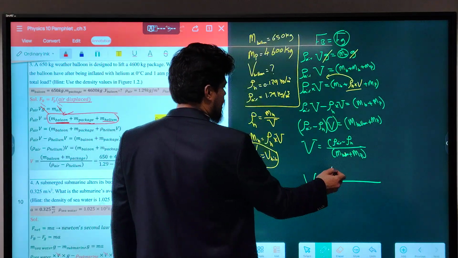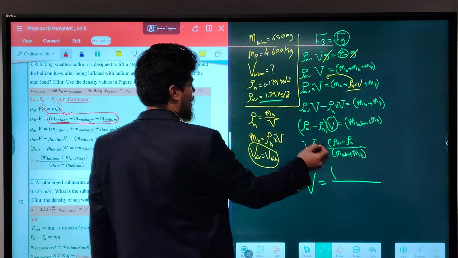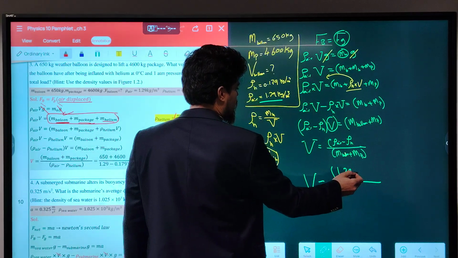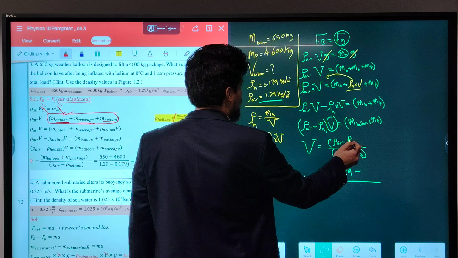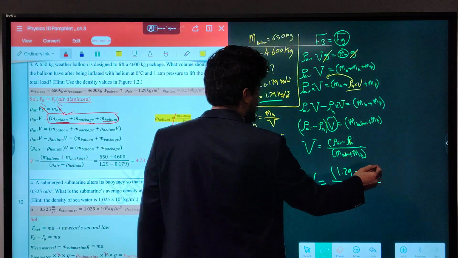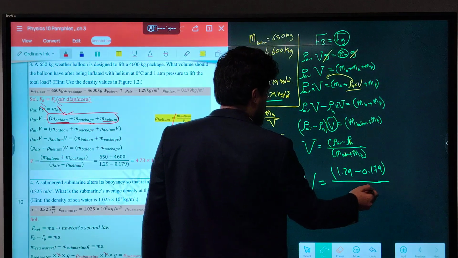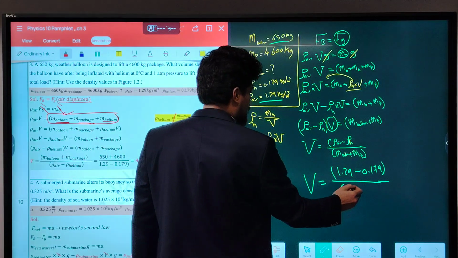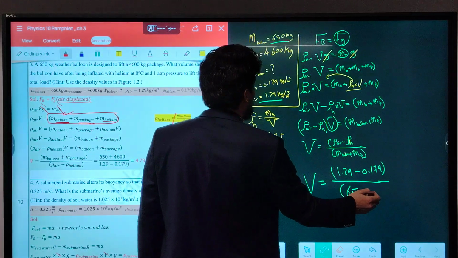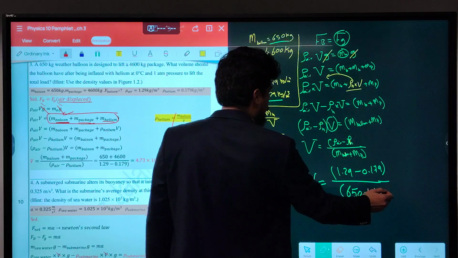Replace the density of air, 1.29, minus the density of helium, 0.179, divided by the mass of the balloon, which was given: 650 plus 4,600.